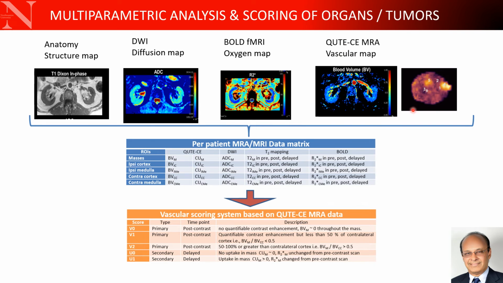We are combining the QTCE-MRA vascular map with other data, such as the anatomy structure map using T1, the diffusion map with DWI, and the BOLD fMRI oxygen map to create a comprehensive multi-parametric analysis of organs and tumors. We create a per-patient data matrix involving all these parameters and analyze it to create a vascular scoring system for renal masses based on the QTCE data, as described in the table below.